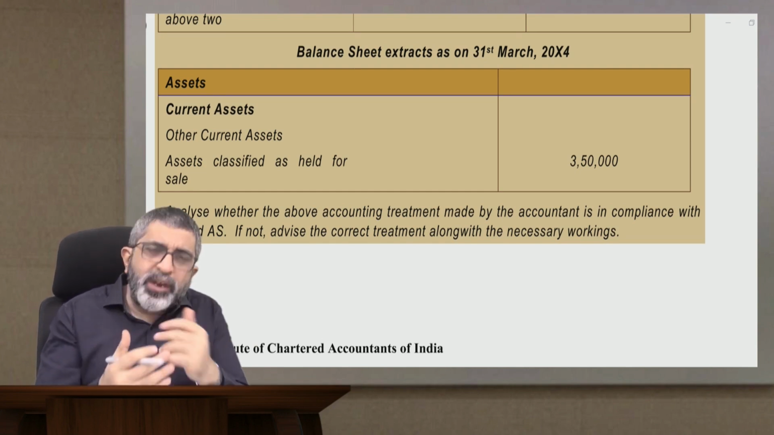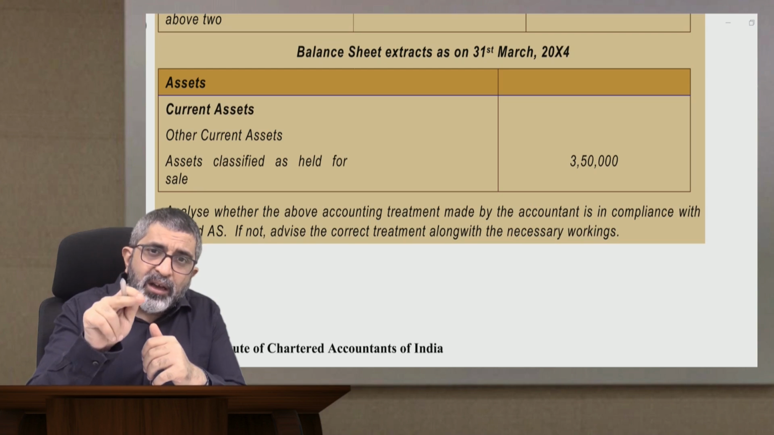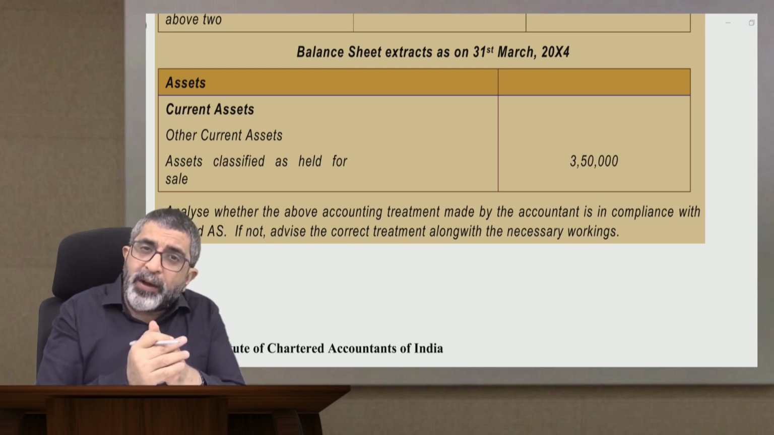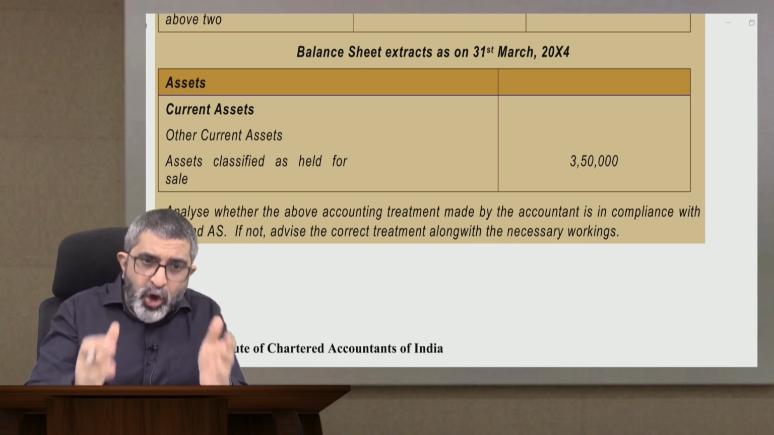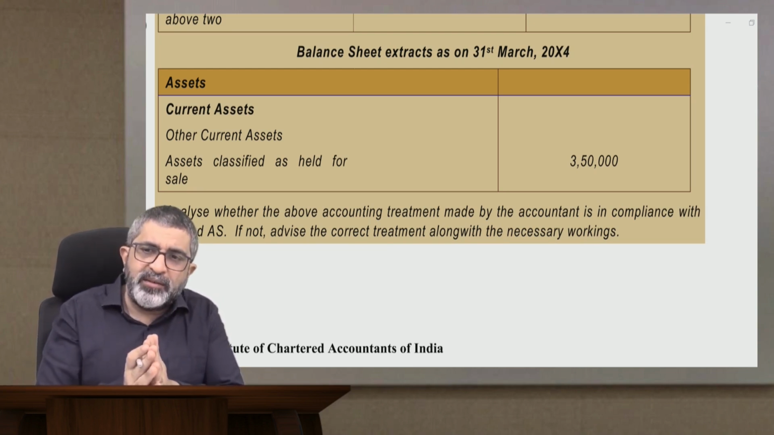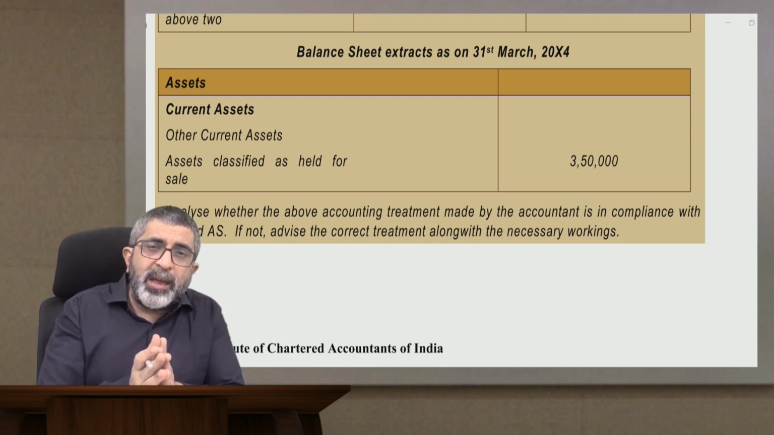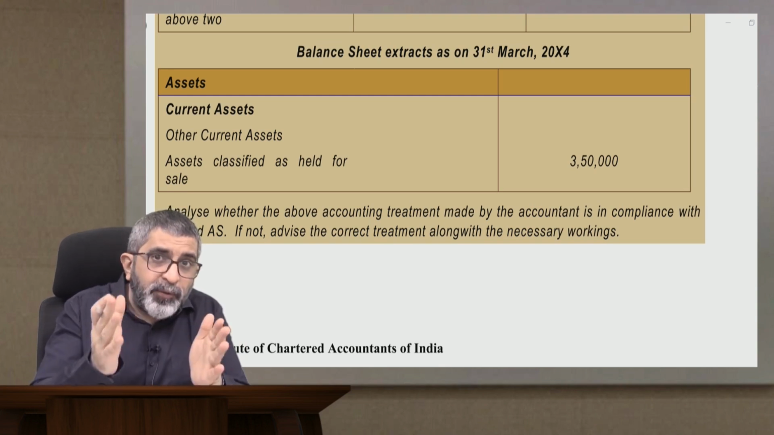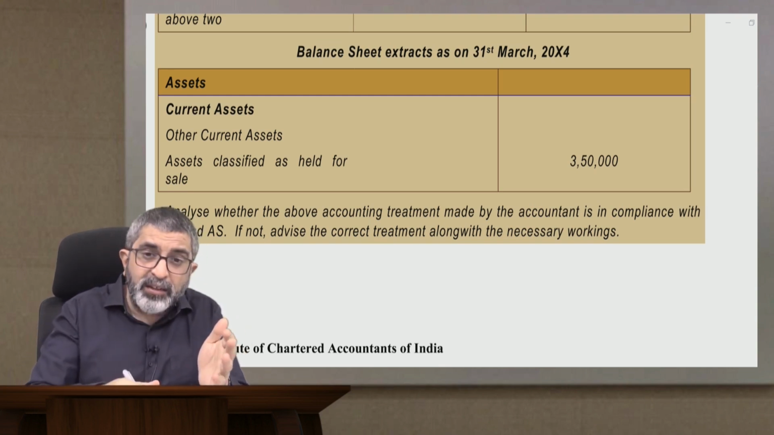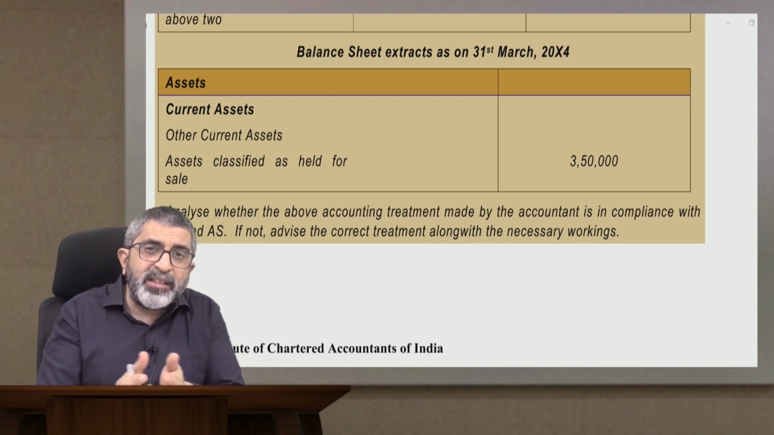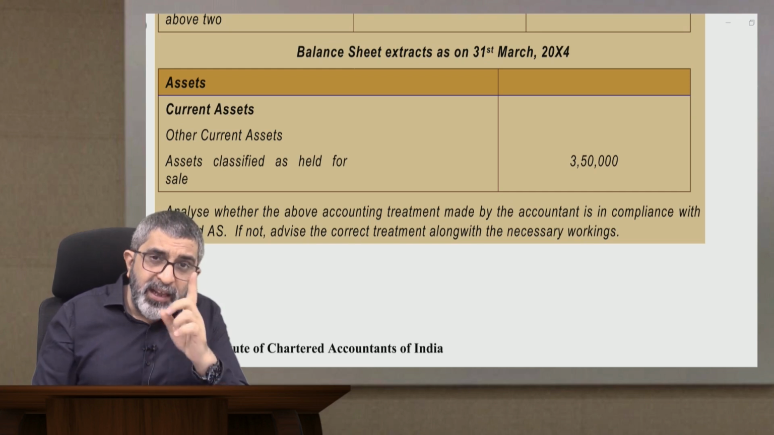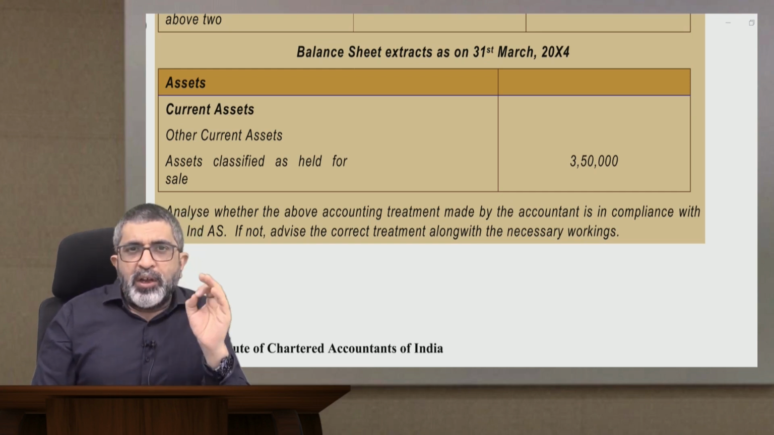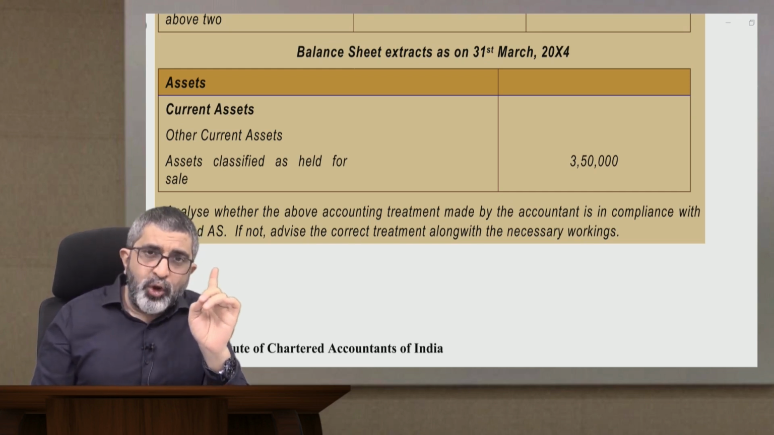Now we need to look into the conditions given by Ind AS 105 for an asset to be reclassified as a non-current asset held for sale. How would you apply those conditions? And first of all, are we finding that what has been done in this case by the accountant of Pluto Limited is justified? Is it the appropriate thing? The answer is no, it is not appropriate.